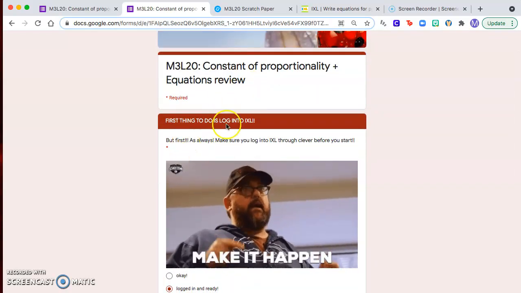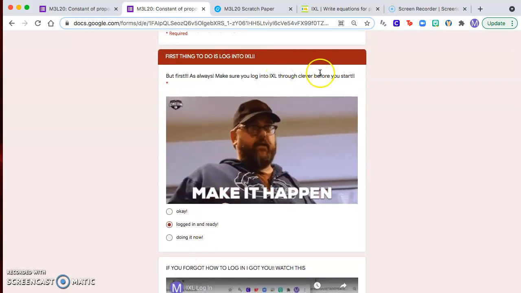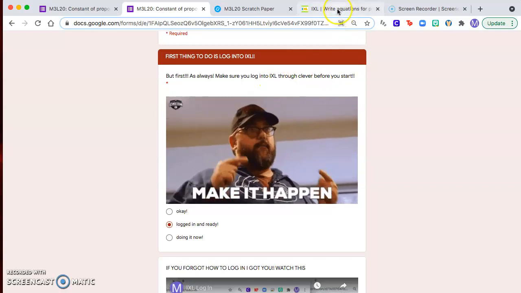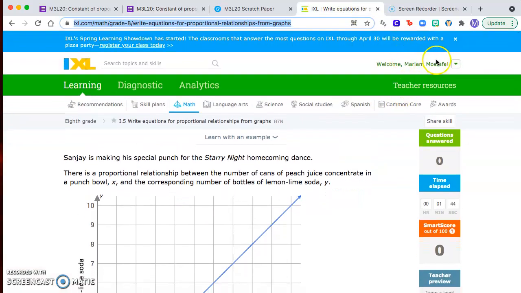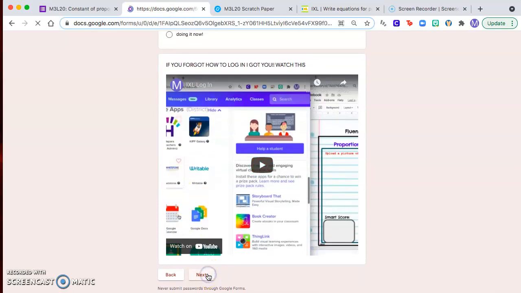The first thing you need to do is make sure you log in to iExcel through Clever, and make sure that it says your first name and your last name, which means when I check the assignment, it'll tell me that you actually did it.